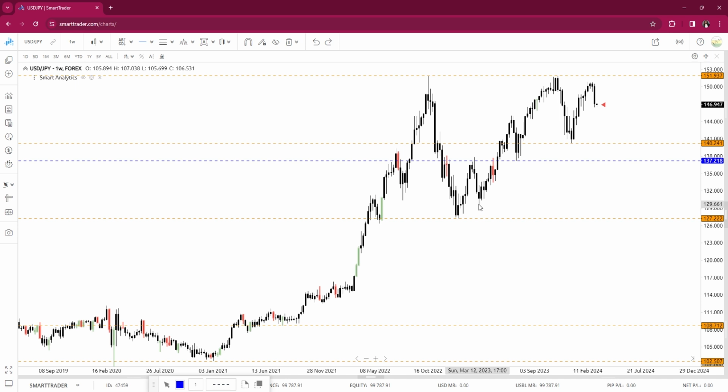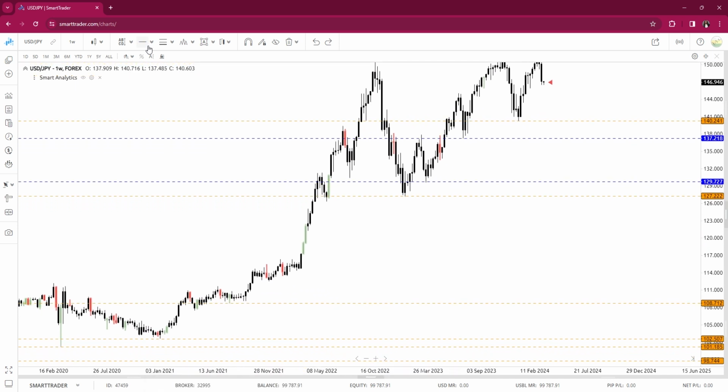I know a lot of y'all don't like the way that I mark my charts because it looks confusing. It's really not. When you have a grasp of my approach to the market, it makes a whole lot more sense.